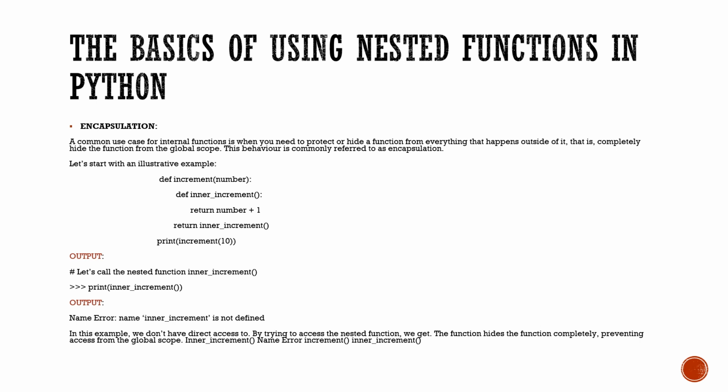Now for that we also have an example. The example is we have given def increment number and we have given the code. Now let us see the output. The output will be, let's call the nested function inner increment. Yes, NameError: name inner_increment is not defined. In this example we don't have direct access to the nested function, so the function is hidden completely, preventing access from the global scope. So I think we have understood what is meant by encapsulation.